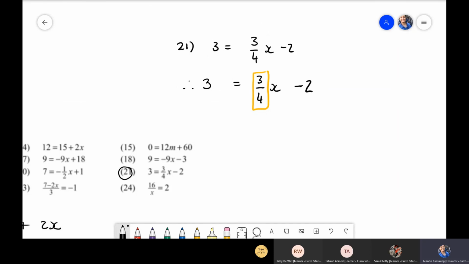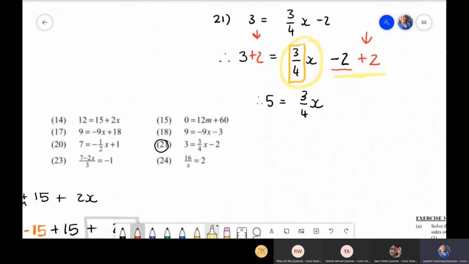I first just want to isolate this term. I just want to get it on its own. So let's look at this term here. I want to do the opposite of minus 2, which means plus 2. What I do to this side, I have to do to that side. And therefore 5 is equal to 3 over 4x. That gives me 5.